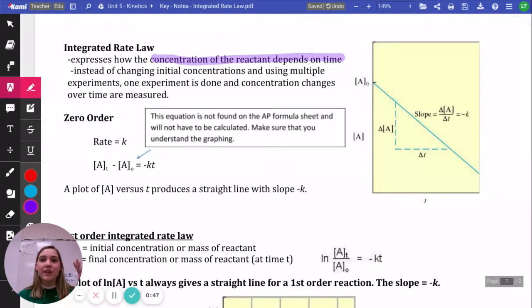Whereas in differential, we did a lot of different experiments where we saw how changing our concentration would change our rate. In this one, instead of doing that, you do one experiment over time, you record how concentration changes are measured.